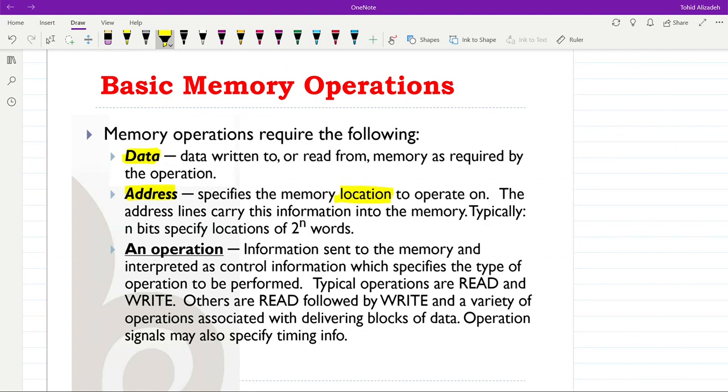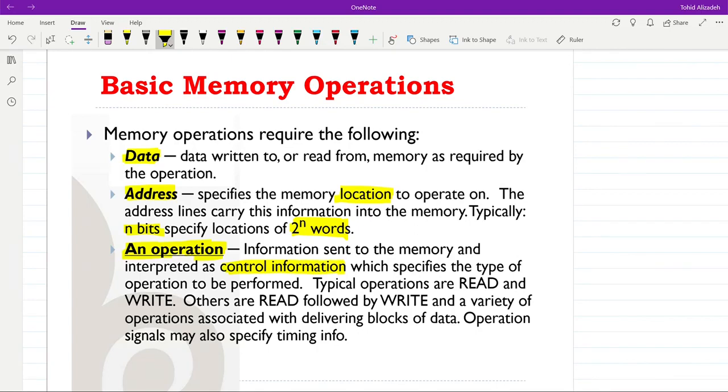Typically, we have n bits of address lines in order to locate 2 to the power of n words. So with each address, we can determine that the operation is going to be performed on a specific memory element. And obviously, we need to have an operation, what the operation itself is. This is the information to be sent to the memory and interpreted as control information, which specifies the type of the operation to be performed.